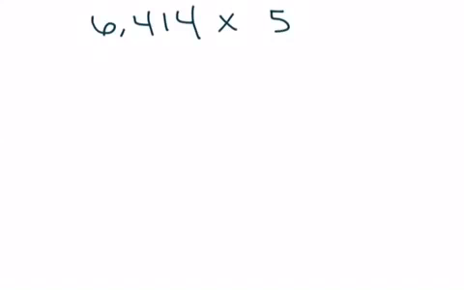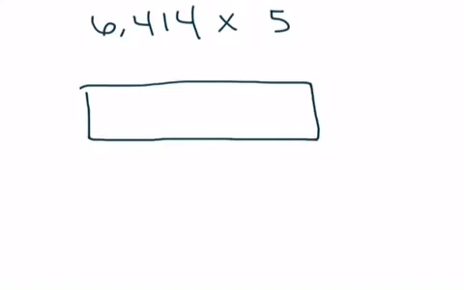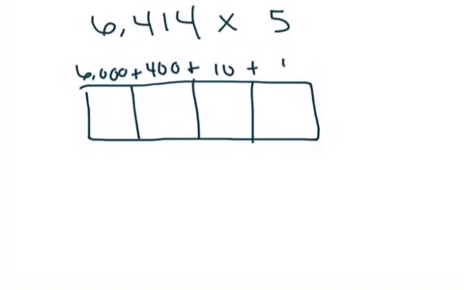So I'm going to just basically just draw a very long, narrow rectangle. And I want to make sure it's broken up into 4 sections. And I'm going to expand my big numbers. So this is 6,000 plus 400 plus 10 plus 4, and my single digit 5 goes on the side.